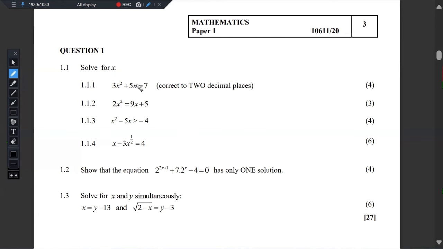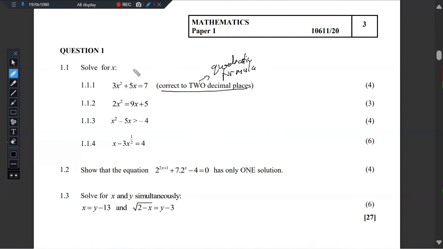Right, so we have solve for x. It says 3x squared plus 5x is equal to 7. And then we are given here correct to 2 decimal places. Now, whenever you see this statement, correct to 2 decimal places, this is a hint, guys, to tell you that you must use the quadratic formula. So if you are looking for the hint on where to use the quadratic formula, this statement is best for showing you that hint.